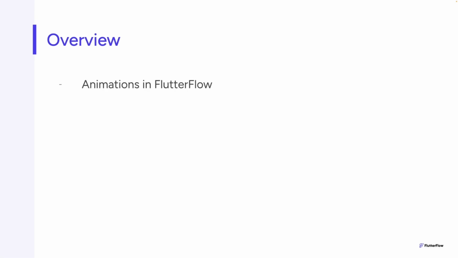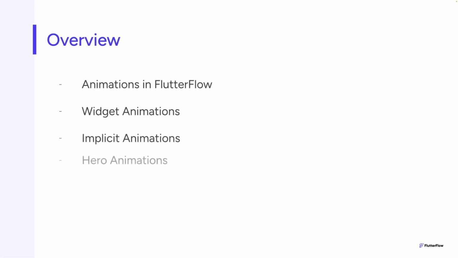First, we're going to talk about animations in FlutterFlow. Then, we're going to talk about specifically widget animation, implicit animations, and hero animations. And you will see how you can utilize them in your application in FlutterFlow. Then we're going to talk about third-party provider animations or import animations in FlutterFlow. We're going to talk about Lottie and Rive specifically.